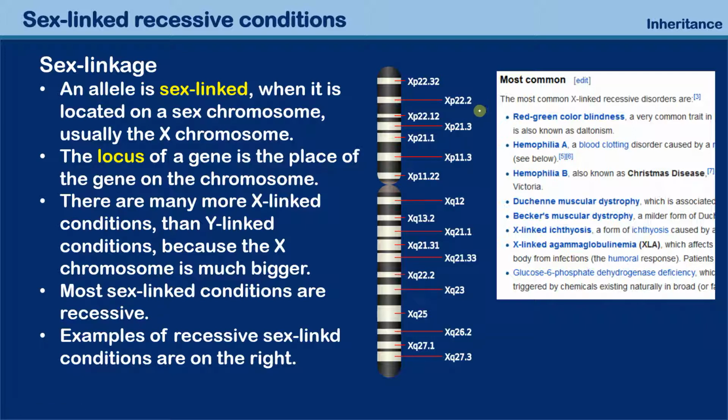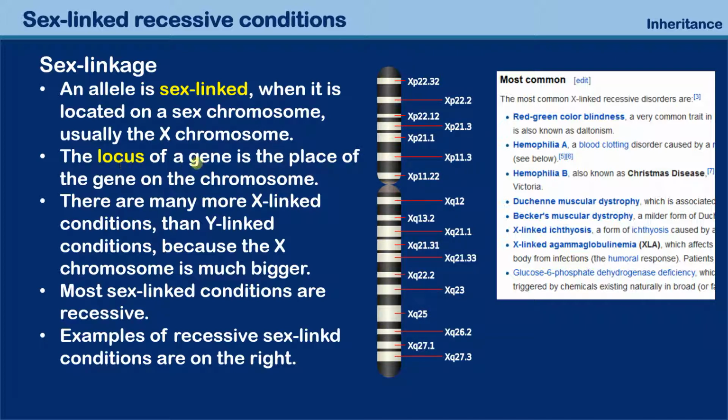Let's now have a look at some so-called sex-linked conditions. In this case, specifically sex-linked recessive conditions. What is sex linkage? An allele is sex-linked when it is located on a sex chromosome, which is usually the X chromosome. Over here I have an example of the X chromosome.